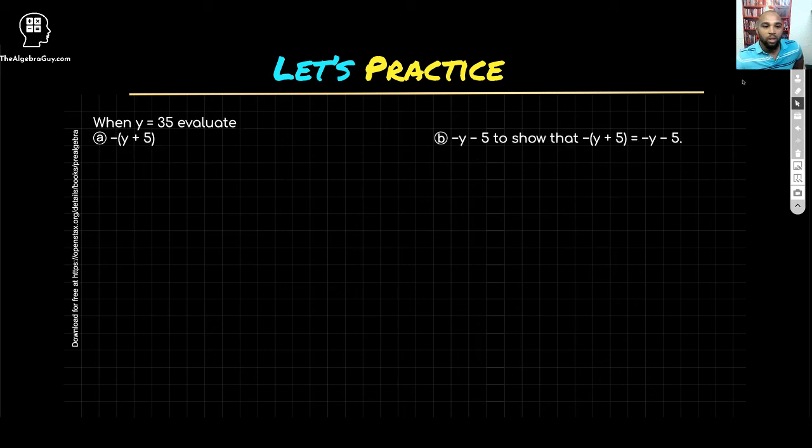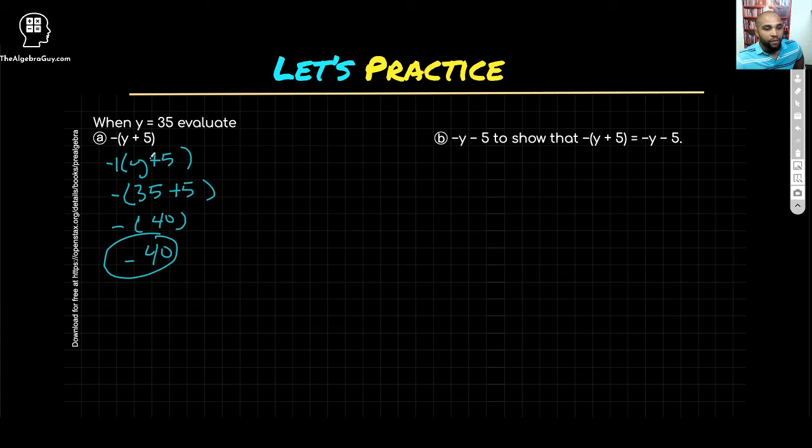I believe this is our last one. So what if you have a negative outside again? We treat it like a negative 1. Negative 1 times y plus 5. Replace that y with a 35 plus 5. Do the parentheses first. That gives us 40. And this ends up being negative 40.